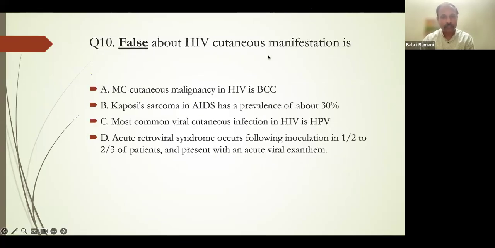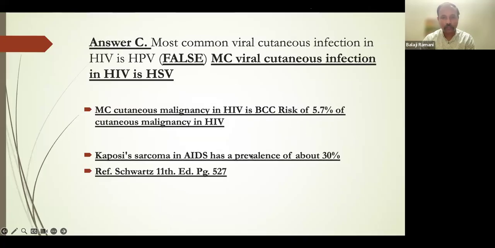Now, HIV cutaneous manifestations, if you look at it, the most common cutaneous malignancy is BCC. Kaposi sarcoma has a prevalence of 30%. Most common viral cutaneous infection is HPV, and acute retroviral syndrome following inoculation happens in half to two-thirds of the patients. So the most common viral infection is not HPV. As I already mentioned, the HPV cutaneous infections are less common. They involve the mucosal surfaces like oropharynx or your cervix. So these are all mucosal lesions. They are not cutaneous lesions.